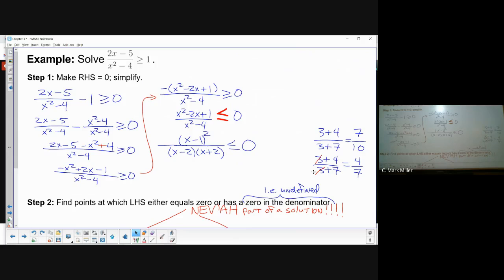Right? And so in this case, making the right-hand side equal 0 was easy. But you need to set up for your next step. In your next step, you have to identify points at which the numerator or denominator equals 0. That is, points at which it can change signs.